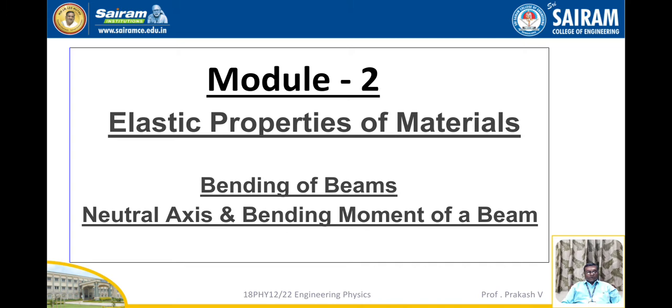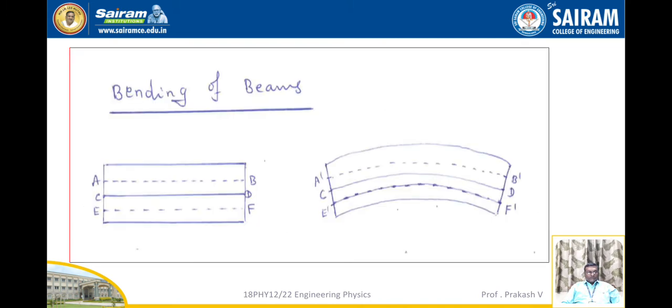So if you look at this picture, you can see a beam which is uniform from one end to another end and whose length is very large when compared to other dimensions. Here we are considering a wooden scale, rectangular in nature, whose length is very much greater when compared to its breadth and thickness. In this picture we can see three layers. The top layer is AB, the middle layer is CD, and the bottom layer is EF.